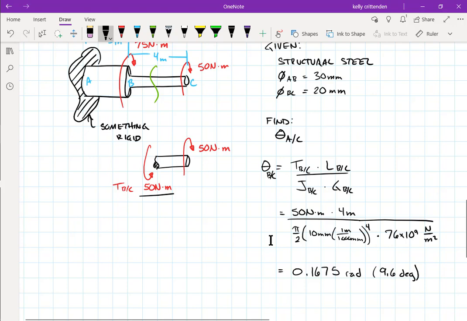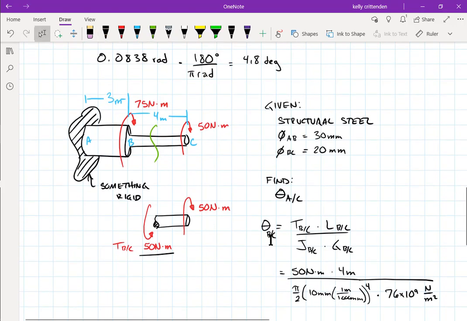Why it matters is it's possible that you have one of these shafts with a whole bunch of torques on it, and some sections have an internal torque that's going one direction, and other sections have an internal torque that's going the opposite direction. And so you have to keep track of positive and negative angles of twist. The same thing as when we had the axial deformation, and some sections were stretching and some sections were compressing, and you had to keep the difference.